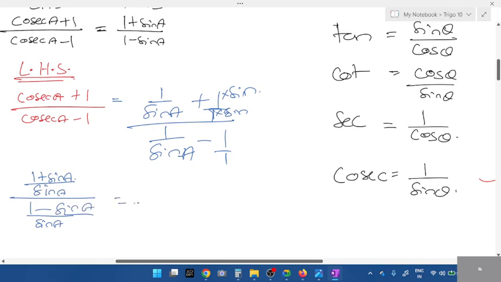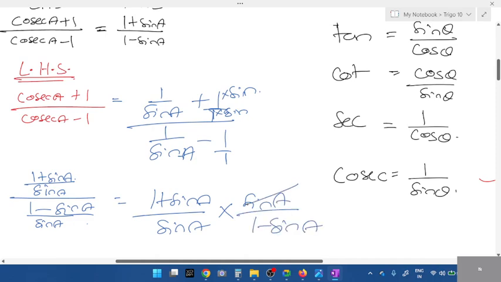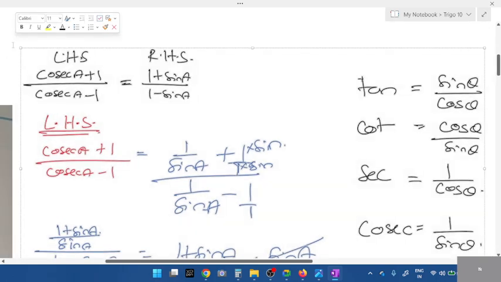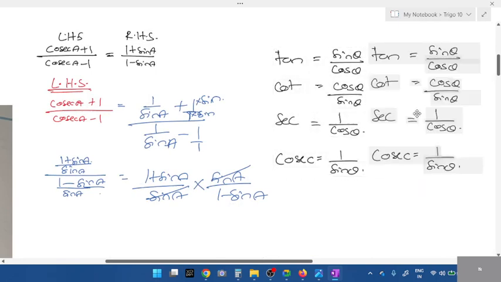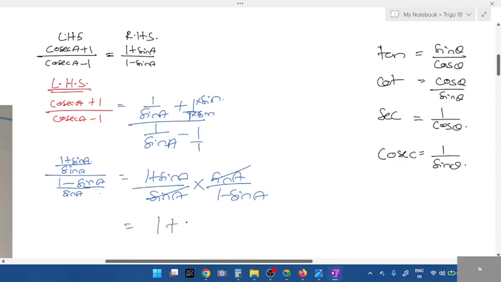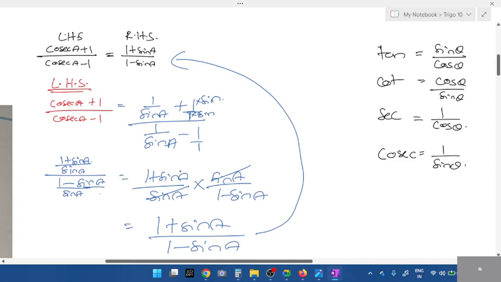Is it clear till here? When there are two values, how do you write it, students? (1 plus sine A) divided by sine A in the numerator, and (1 minus sine A) divided by sine A in the denominator. Sine A goes to the other side. Can you see sine A gets cancelled? Is it clear, all of you? Did you all understand? Okay. So what is left when both get cancelled? 1 plus sine A divided by 1 minus sine A. Did we get the RHS here? Got the same value as RHS? This is how you solve.